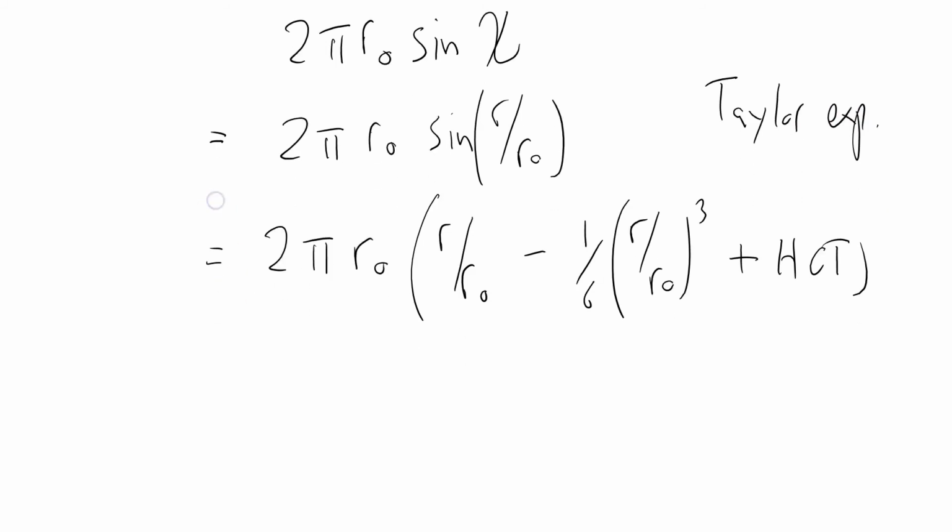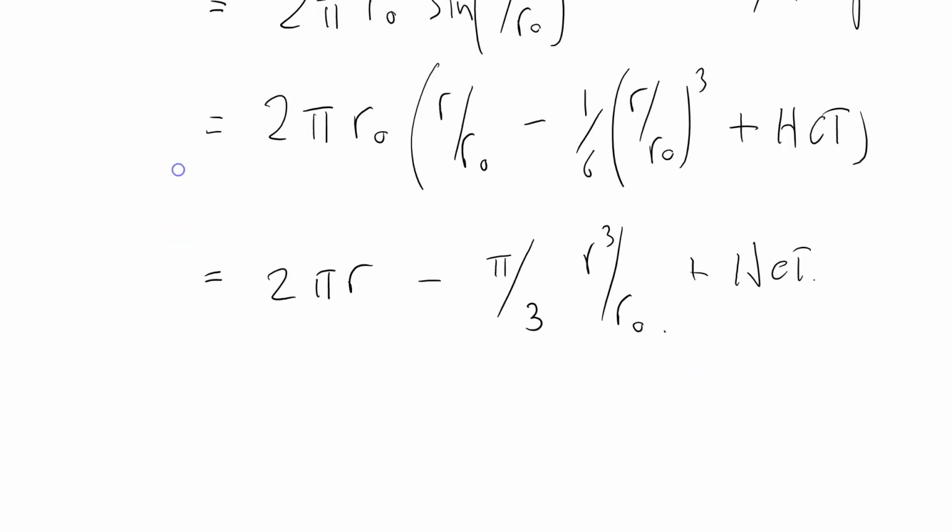Higher order terms, which I'm going to ignore, equals 2 pi r minus pi by 3 times r cubed over r0 squared, you can express it in different ways, plus higher order terms, which is less than 2 pi r.